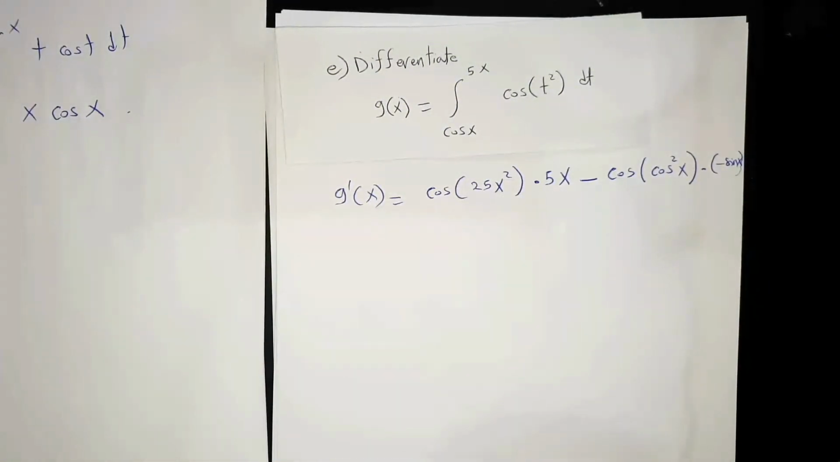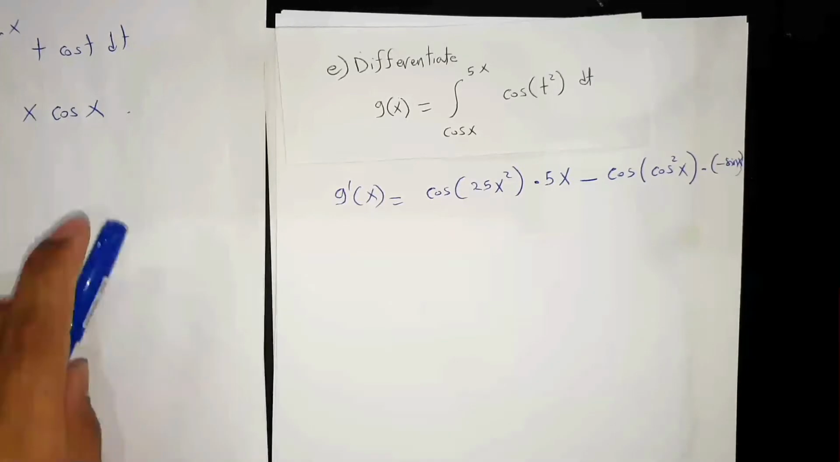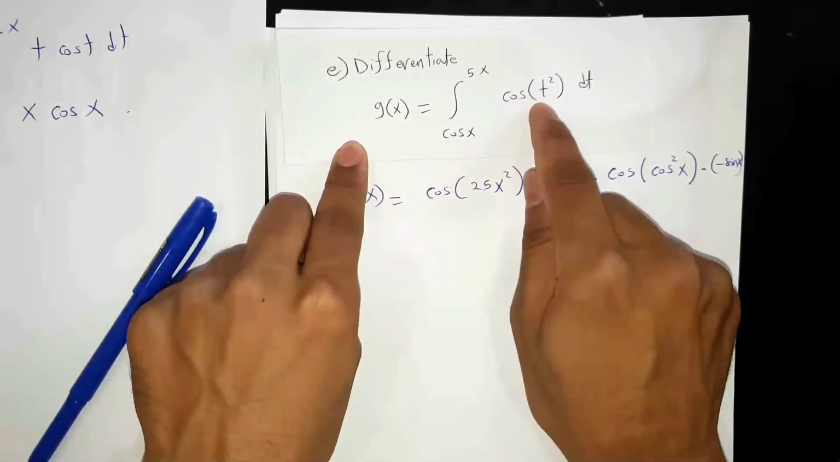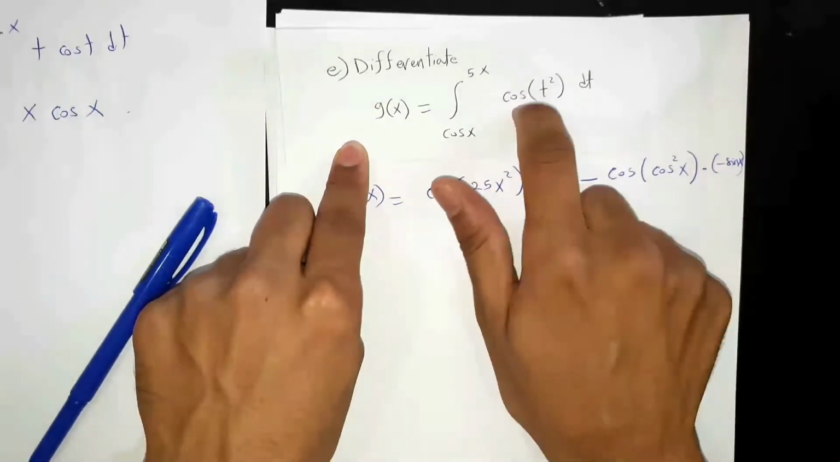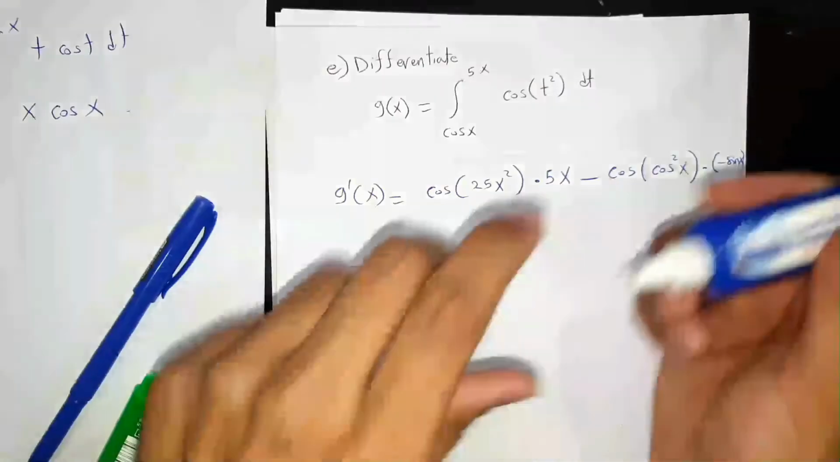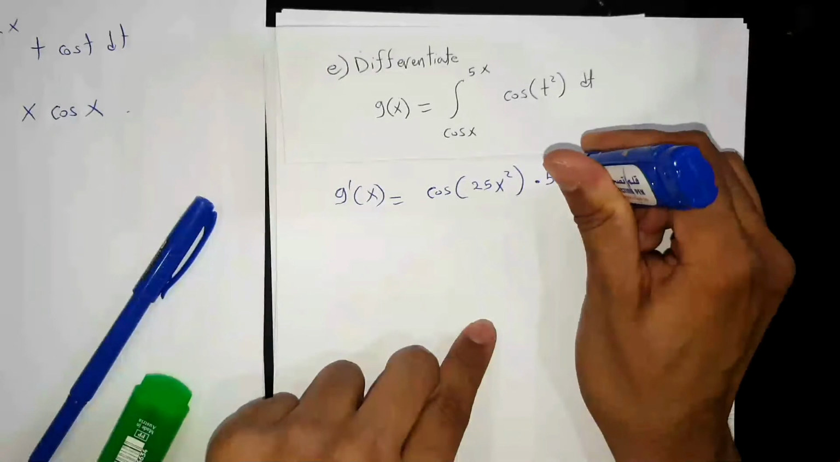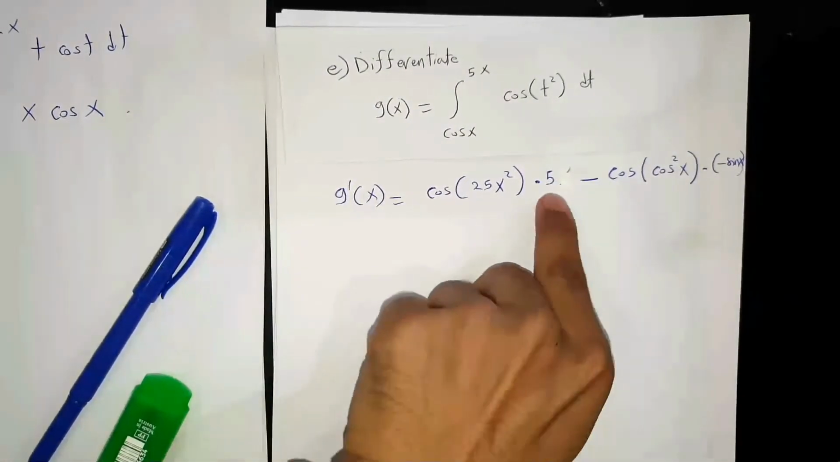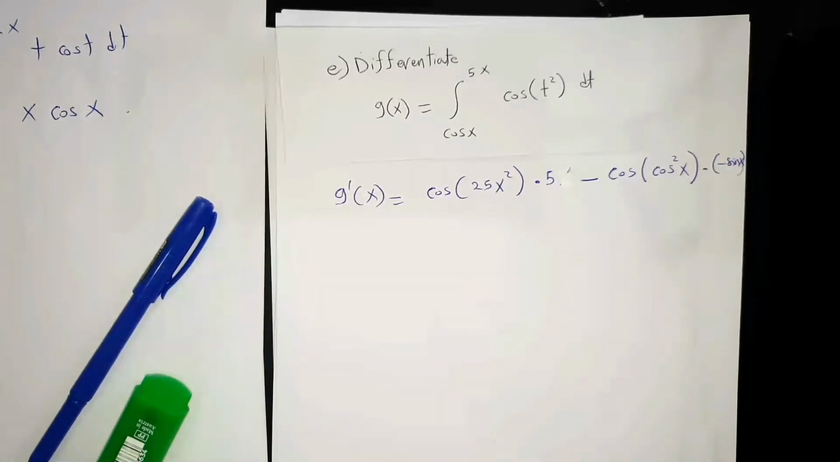Common mistake in the concept. Usually the students will differentiate the inner function. Please do not differentiate the inside function. Here we do not have x, it is 5 only. So once we differentiate it, we get what? We get 5.